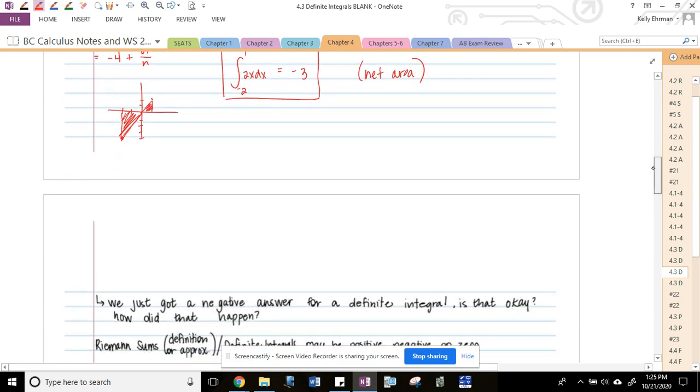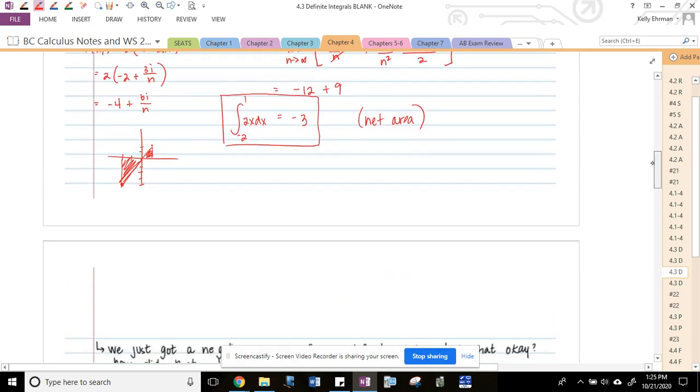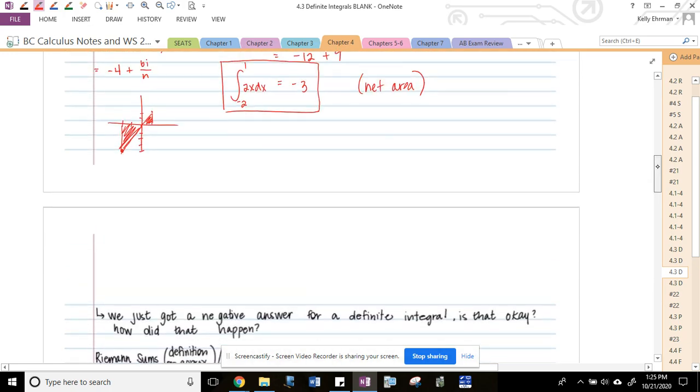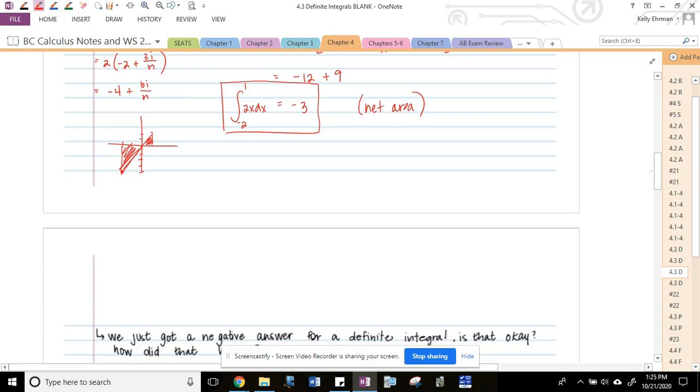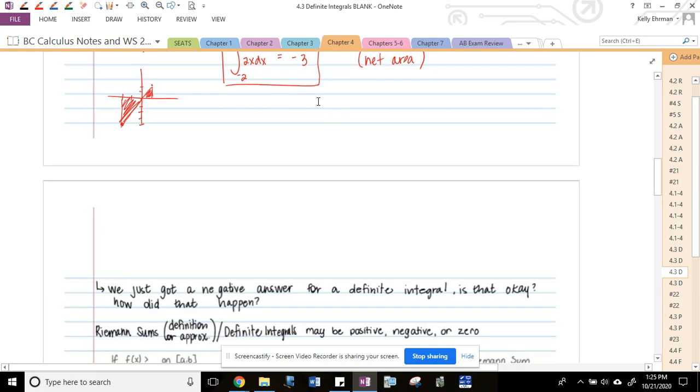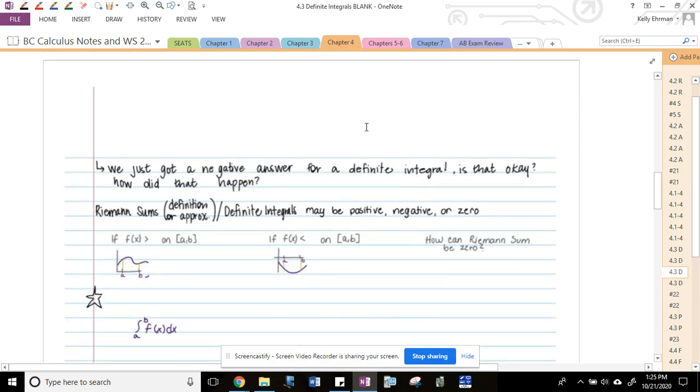Okay, on to the next page. Oh, oops, I just explained this down here. So we just got a negative answer for a definite integral. Is that okay? How did that happen? Yes, it's okay, because integrals are not really a total area, even though every time we've been interpreting our answer, you'll see some of my keys say change in distance or change in population, but sometimes it'll say total distance or total population. Up to this point, I think almost all of our functions have been above the x-axis. So it could be thought of as a total area. Really, integrals are net areas.